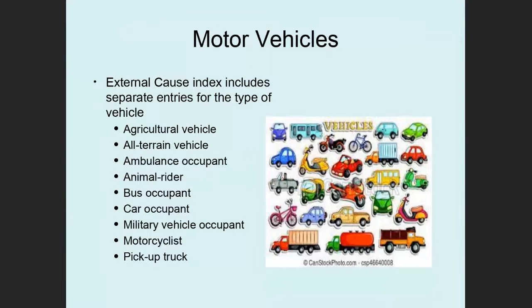External cause index includes several separate entries for each type of vehicle. Agriculture vehicle, like the tractor I mentioned before, all-terrain vehicle, ambulance, animal rider. You don't really think of it as a motor vehicle, but it's thrown into this category anyway. Bus occupant, car occupant, military, motorcyclist, pickup truck.